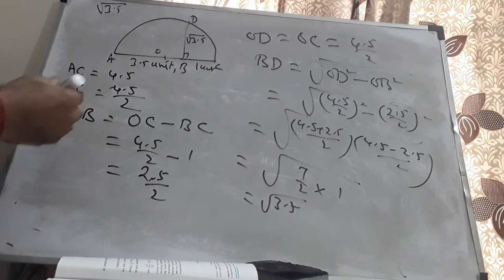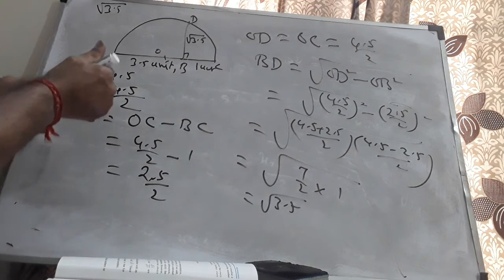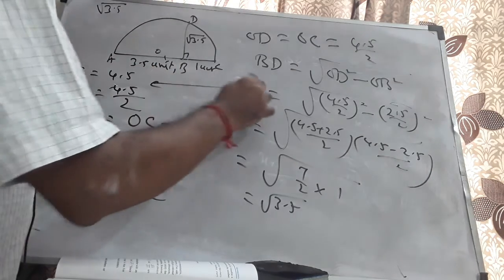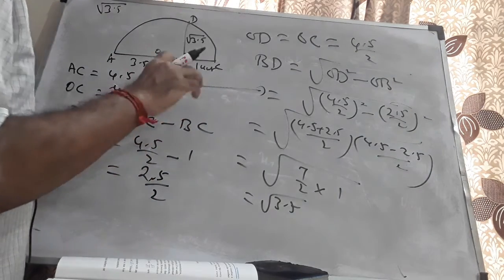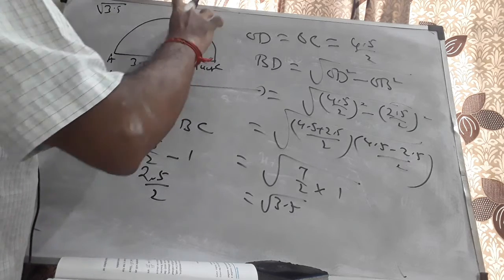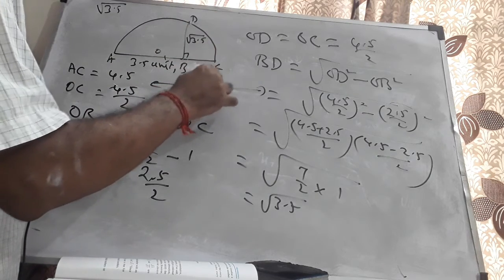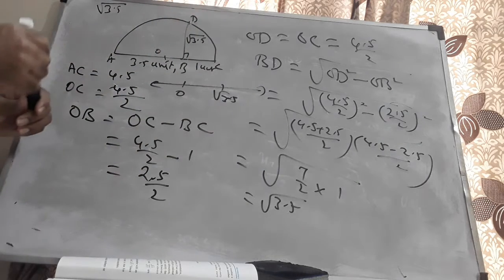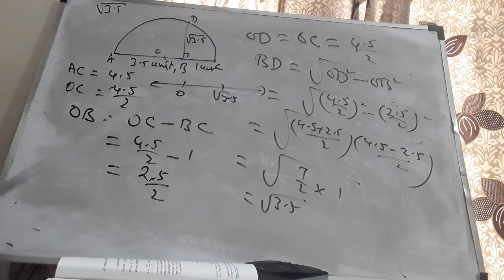If you want to represent root of 3.5 on the number line, draw a number line, mark point O as some origin. BD is the radius, O is the center, mark the point. This will be root of 3.5 on the number line. I think it is clear. The rest we'll discuss in the next video.